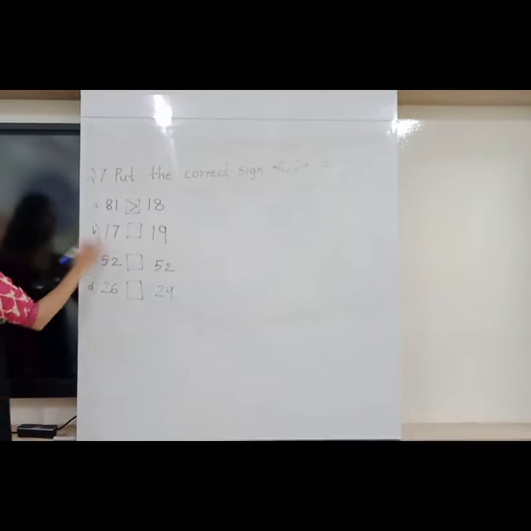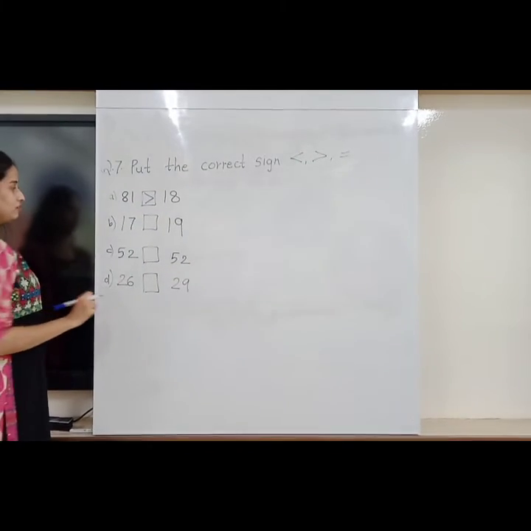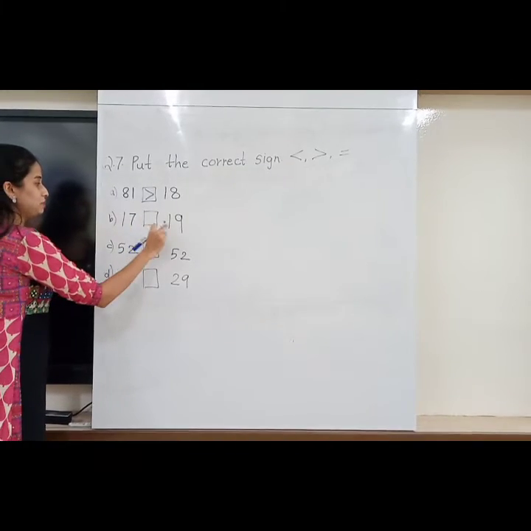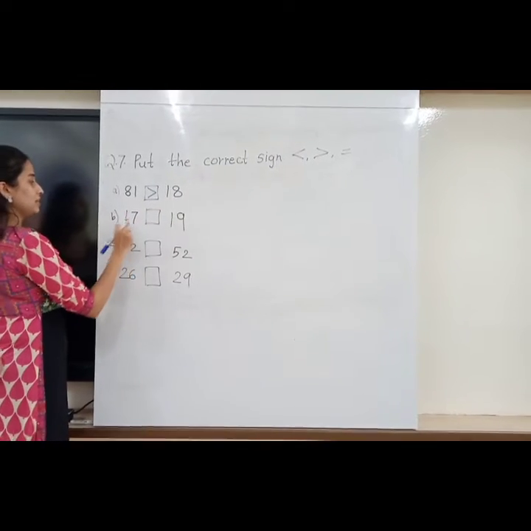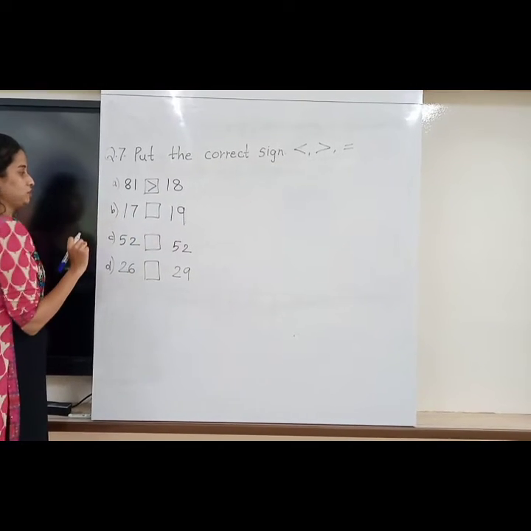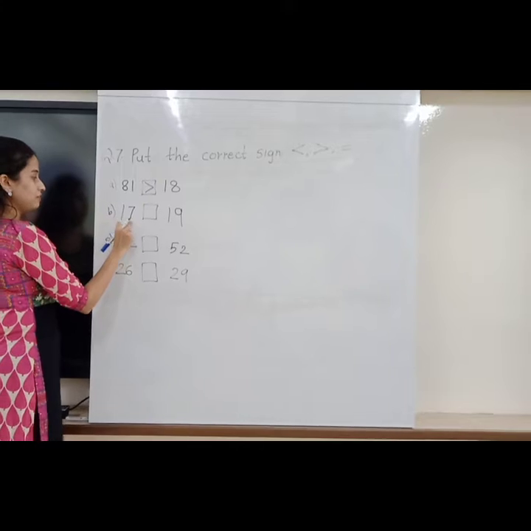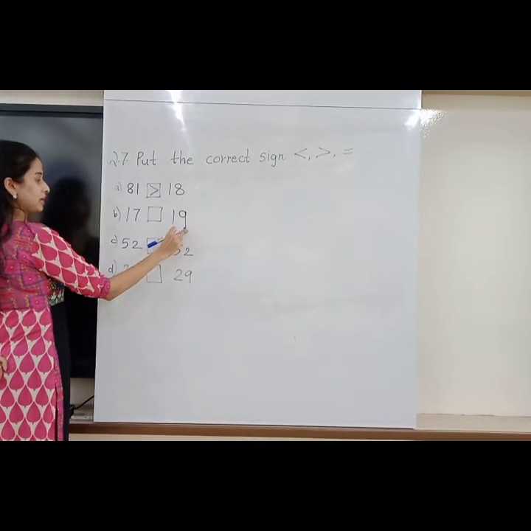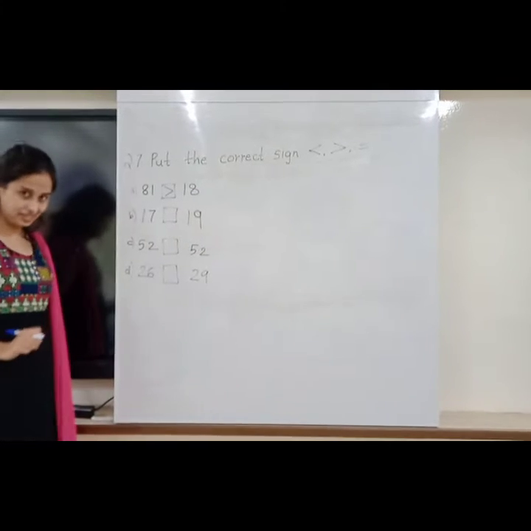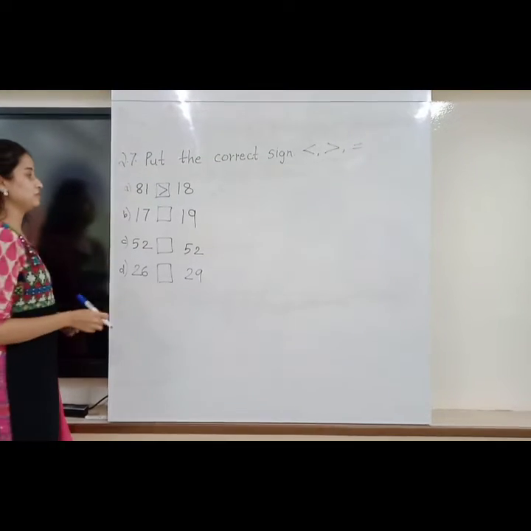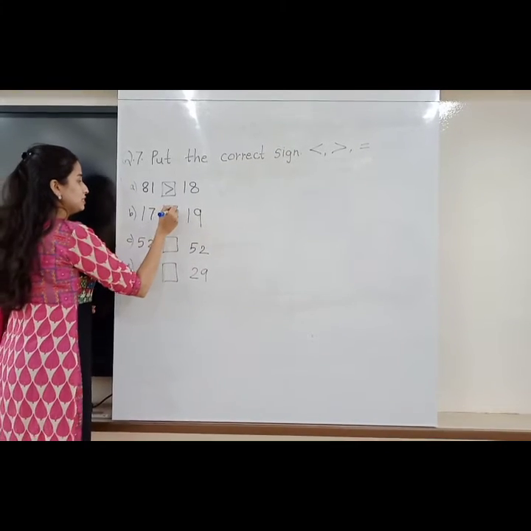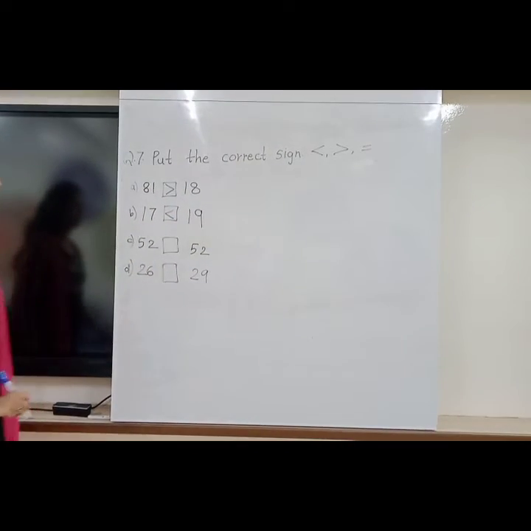Now let's see the next sum. Now which two numbers are here? It's 17 and 19. Now again the tens place, you can see 1 is there on both the tens places, and so we will see the units place. So here we have 7 and here we have 9. So which is the bigger number? 7 or 9? It's 9. So the alligator will open his mouth towards number 9 which is 19. So 19 is bigger than 17.